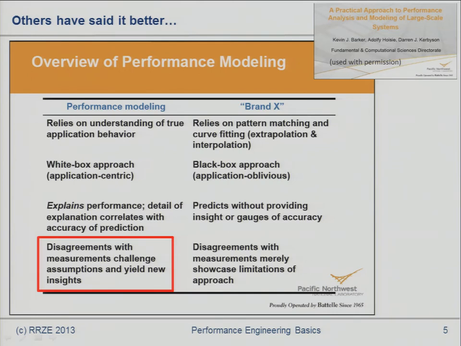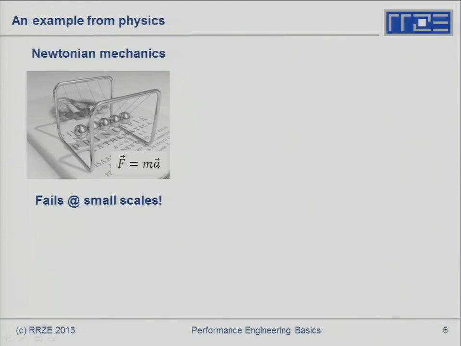In the black box approach, if the model doesn't work, it's only an indication that the framework is limited. And there's no new insight gained. And that's probably the biggest point, the most important point you want to make.